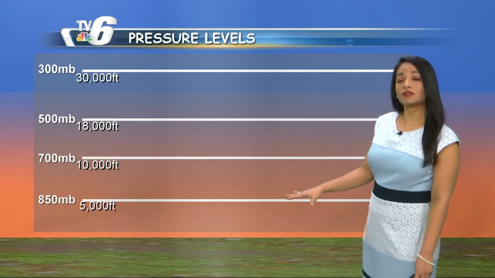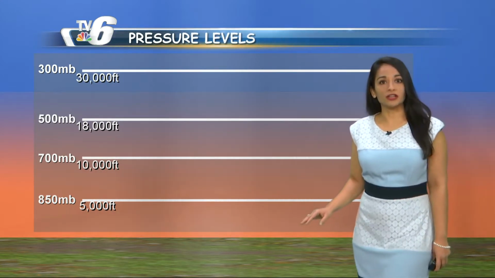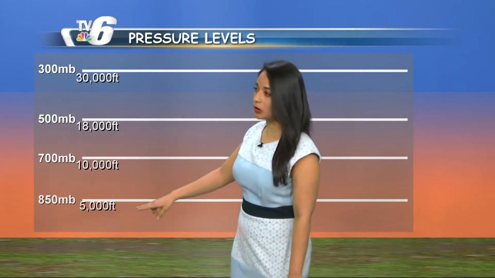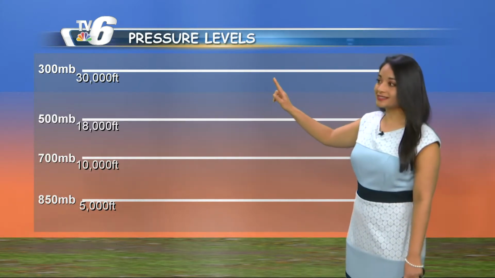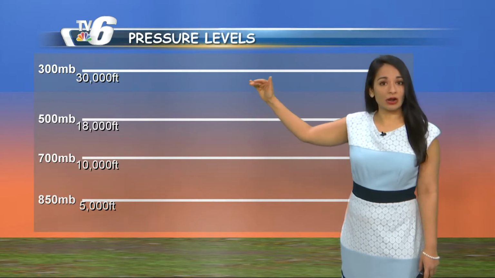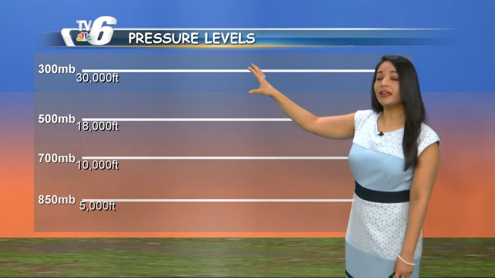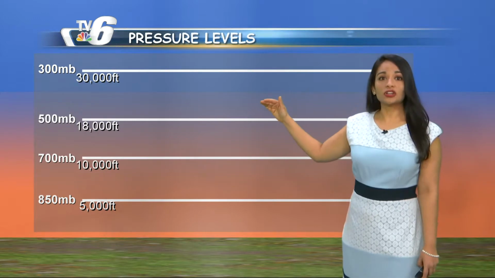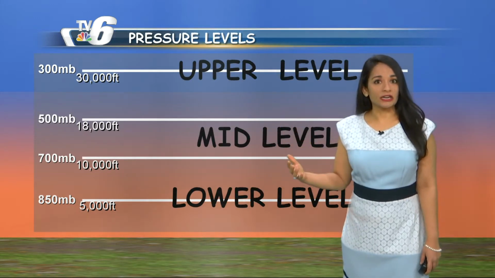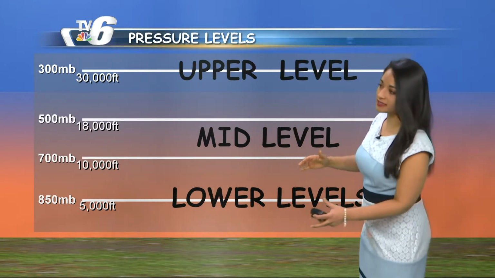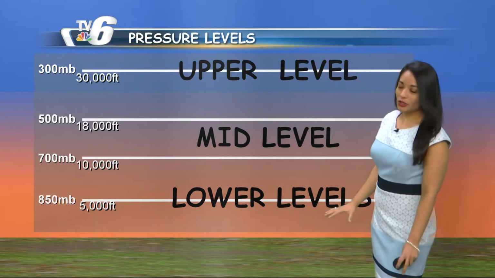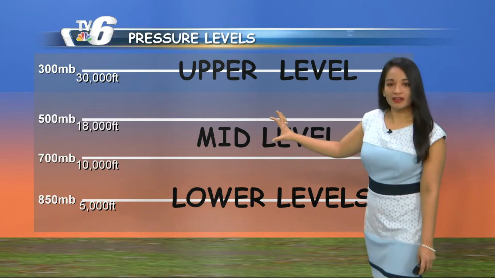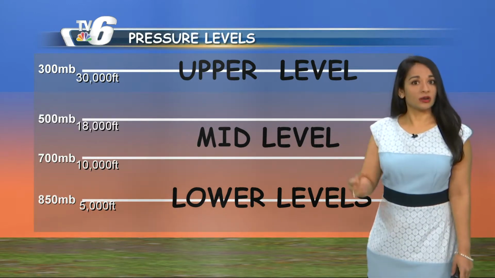We look at different types of pressure levels close to the ground surface, starting at the 850 millibar level, which is about 5,000 feet above the ground, all the way up to about 300 millibars. That's at 30,000 feet above the ground surface. That's usually where planes tend to fly. That is also known as the jet stream. So we categorize these as the lower, the mid, and the upper levels. These are the levels that we look at. Again, each level has different types of characteristics.